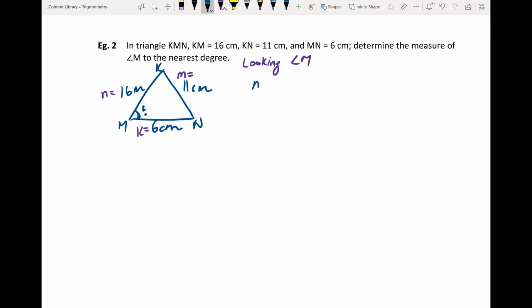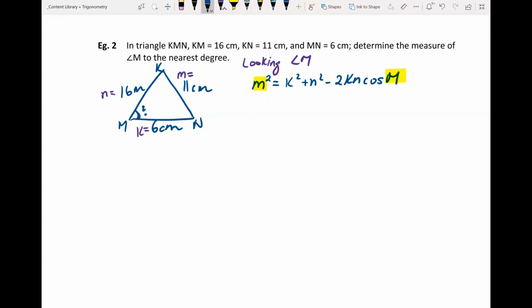It's going to look something like this. M squared is equal to, and then my other two sides, so that's K squared plus N squared minus 2KN cosine of angle M. So just notice I have an M and an N here because I'm looking for angle M.